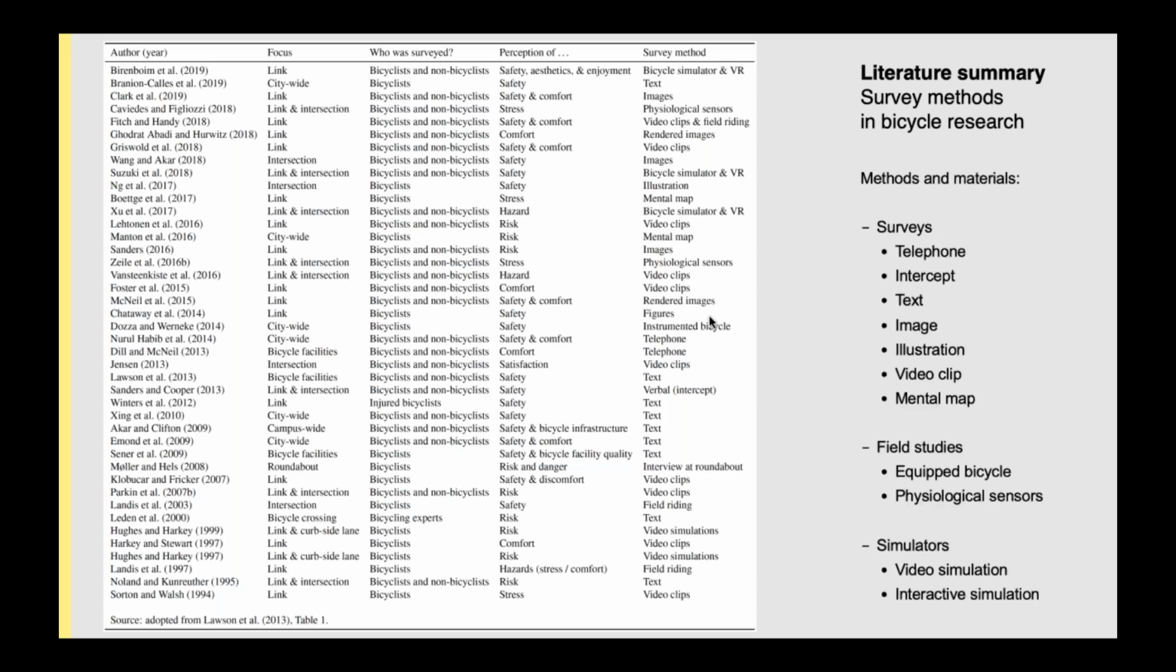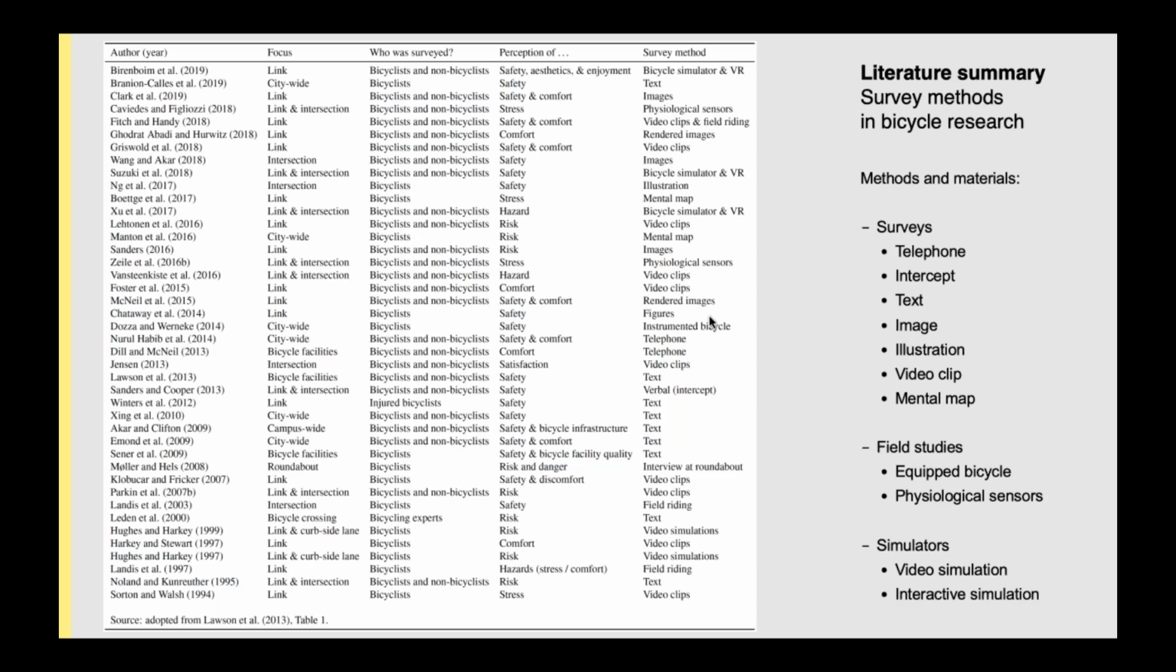Again, if you want to categorize all these studies, we can also categorize them based on the methods and materials that they have used. They were either surveys. They used telephone surveys to ask people about, for instance, the bicycling frequency, as I mentioned, or their perception of their environment regarding how cycle-friendly their neighborhood is, and so on. There have been intercept surveys asking people in the field, the bicyclists, how do you rate this stretch of the road that you just cycled on?